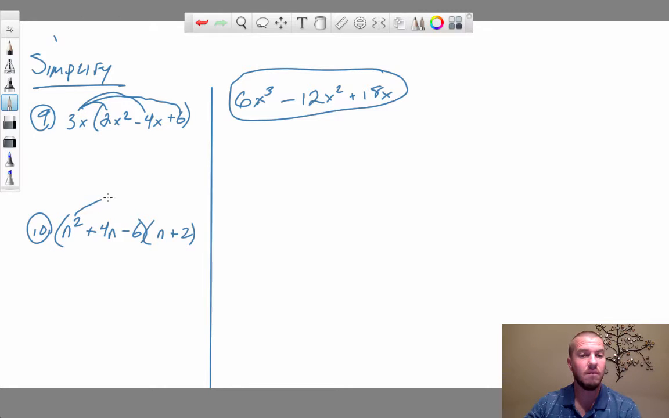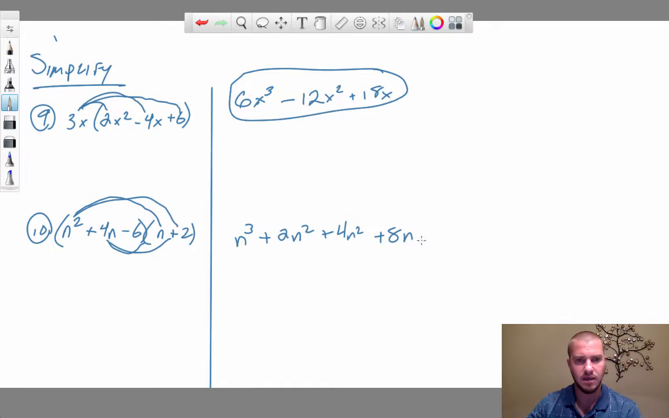And the same thing here. I'm going to distribute this n squared to both first, so that becomes n to the 3rd, plus 2n squared, and then I'm going to distribute the 4 to both, so that becomes plus 4n squared plus 8n minus 6n minus 12. And now you combine your like terms. These two combine, so I have n to the third plus 6n squared plus 2n minus 12.